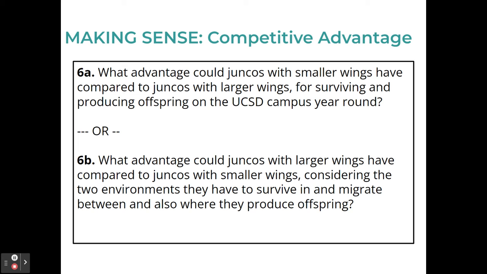So let's look at some of the physical traits that we talked about way back at the beginning. Let's talk about those wings for a second. What advantage could juncos with smaller wings have compared to juncos with larger wings? And what advantage could juncos with larger wings have compared to those with smaller wings, considering the two environments they have to survive in and migrate between?